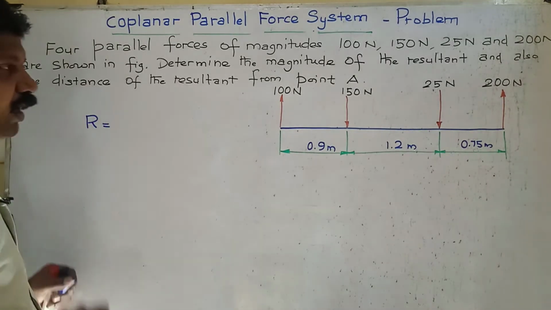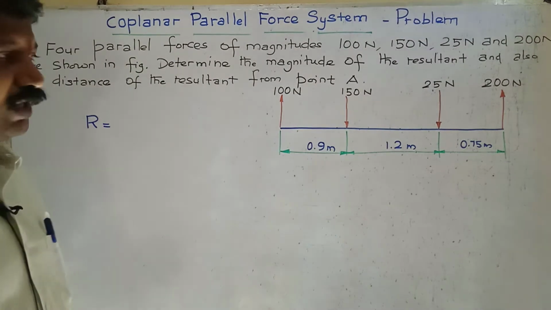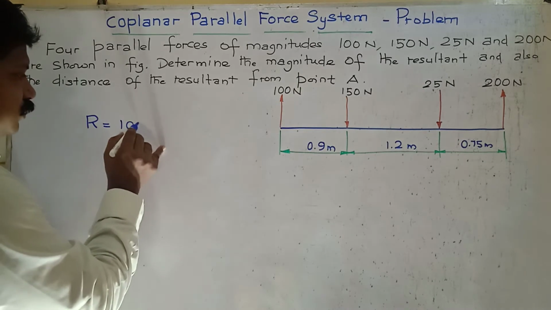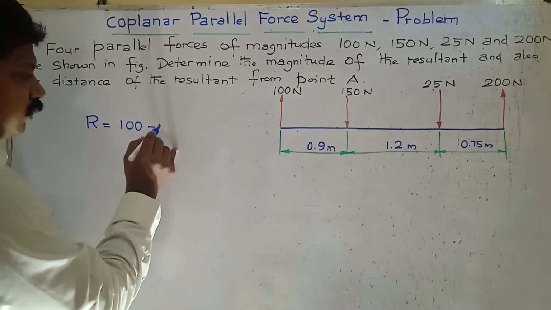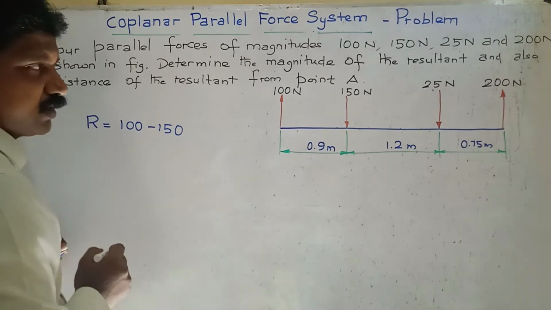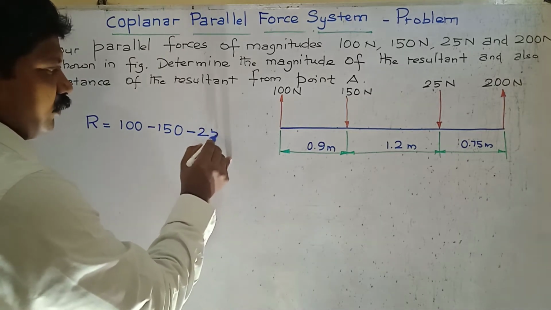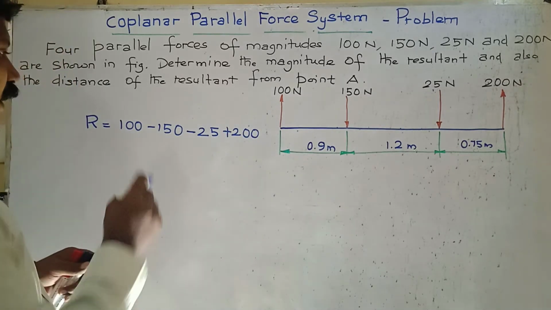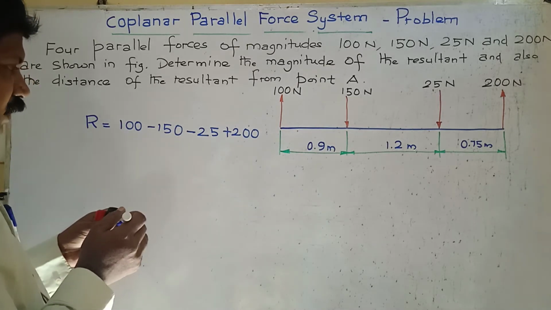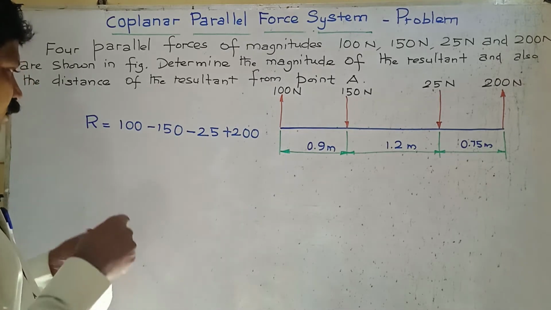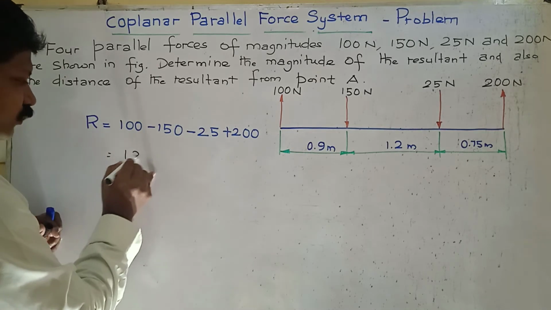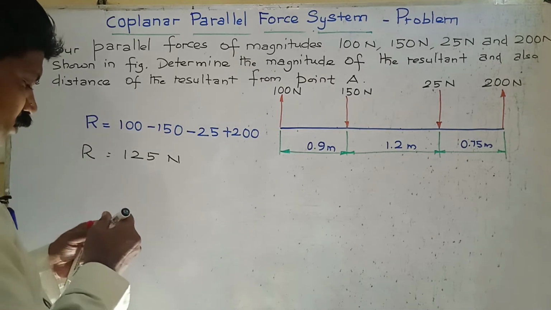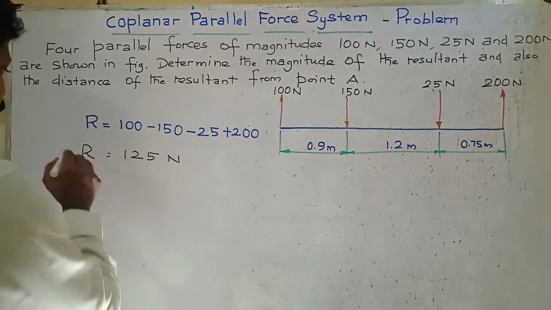The resultant force is equal to the vertical forces only, since only vertical forces are available. So 100 positive, minus 150 because it is in the downward, negative direction, minus 25 plus 200. So 300 minus 175 equals 125 Newton. Resultant completed.